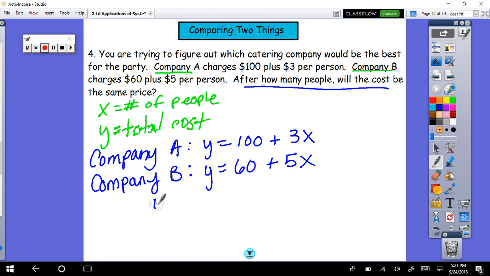So I'm going to set them equal to each other, plug in this 100 plus 3x in for the second y. So essentially using substitution here.